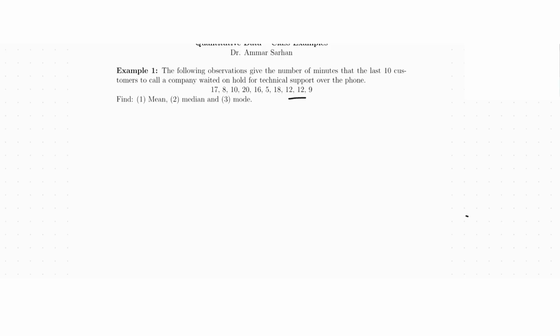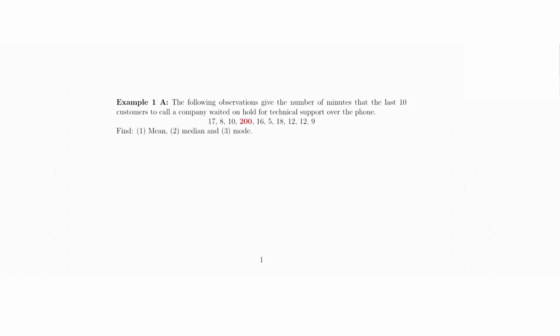So here there are observations given again of 10 customers, and again they gave you 10 discrete data, and you're supposed to find the mean, median, and mode. It's the same thing, right? To find the mean, you add all the numbers and divide by 10. To find the mode, you find the most repeated value. To find the median, you arrange in either increasing or decreasing order. Because 10 is an even number, there will be two middle numbers. You find the average of the two middle numbers.